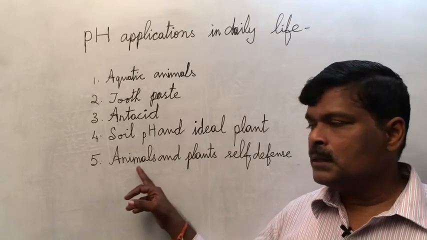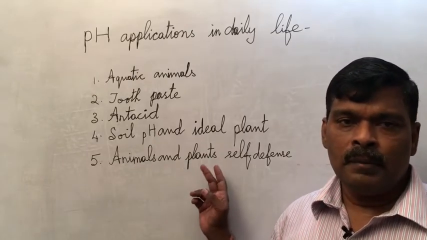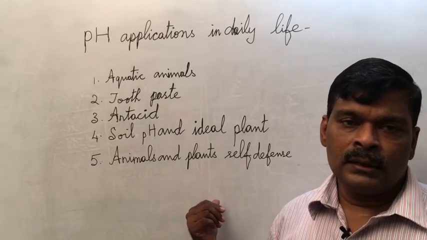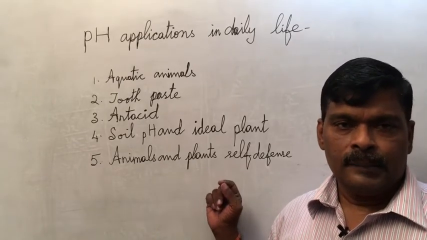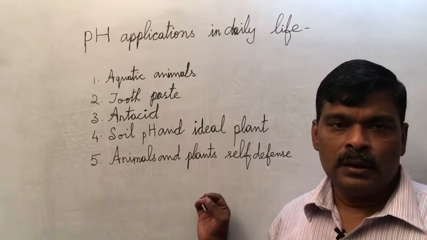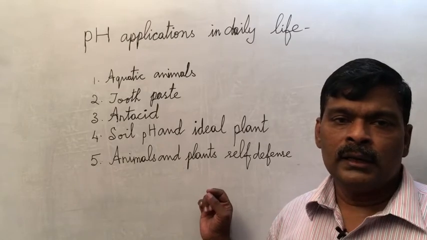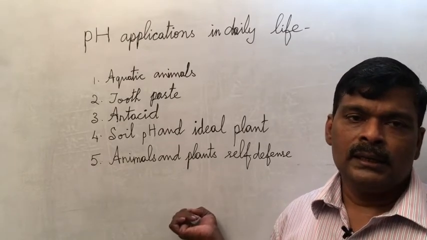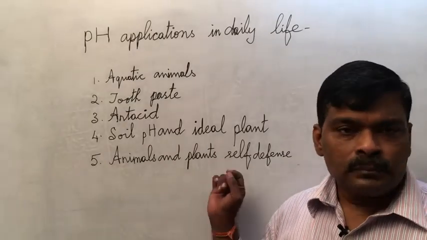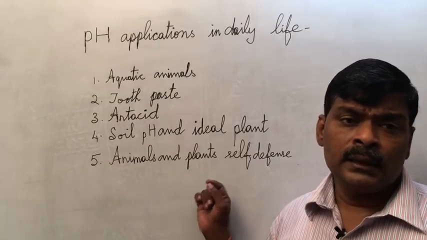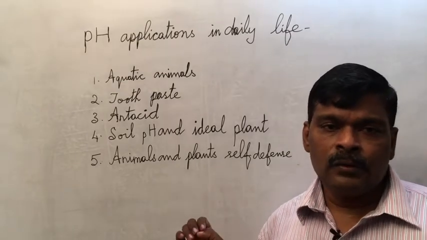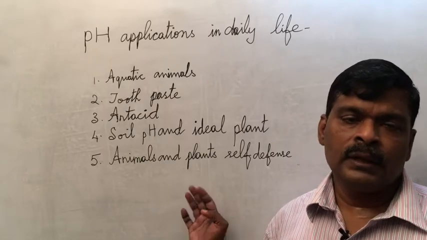Next, animals and plants in our surroundings have self defense. Sometimes we get a bee sting on our body. At that time we get some irritation or burning pain. Why is it? The bee injects some amount of formic acid. It is neutralized by applying baking soda powder. It is a base. Then we can get relief.